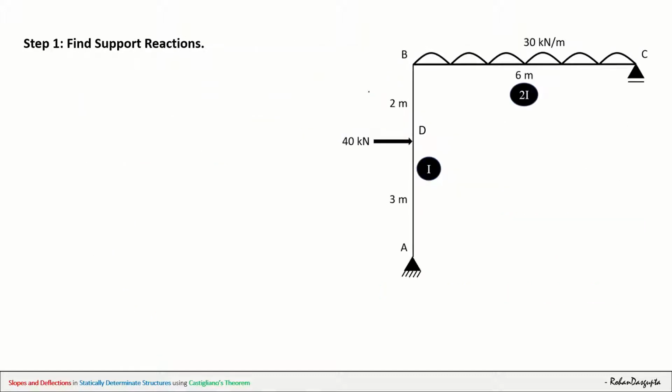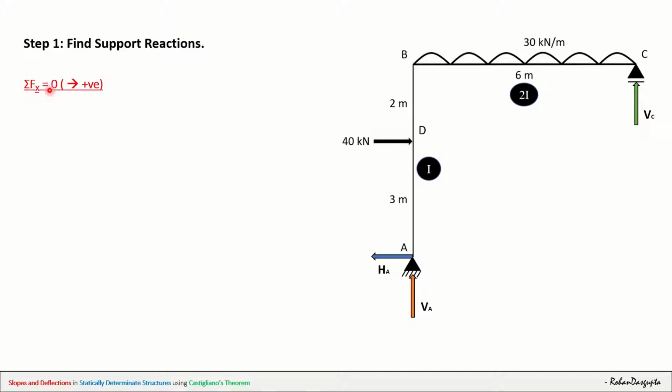The first step is to find the support reactions. At A, there is a hinge support, so the reactions here will be a vertical reaction at A and a horizontal reaction at A. Support C is a roller support, so there will be only a vertical reaction at C. Since this structure is statically determinate, we can solve this using the three equations of equilibrium.